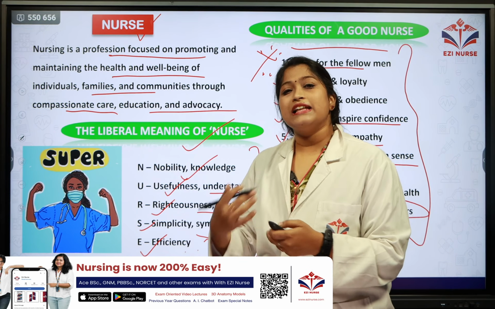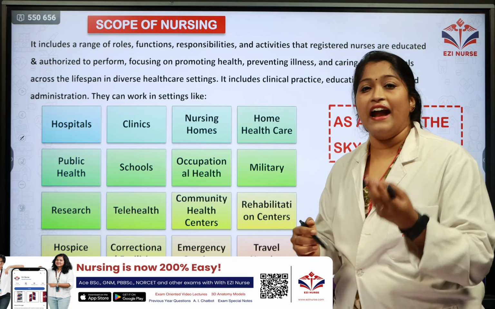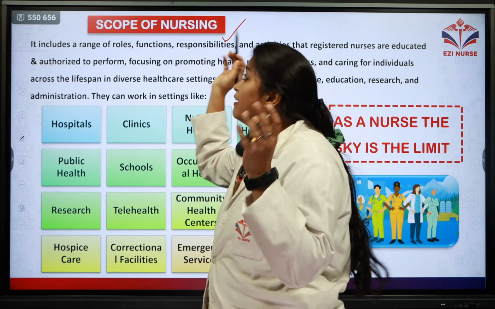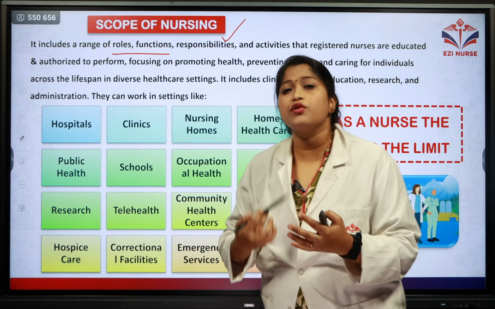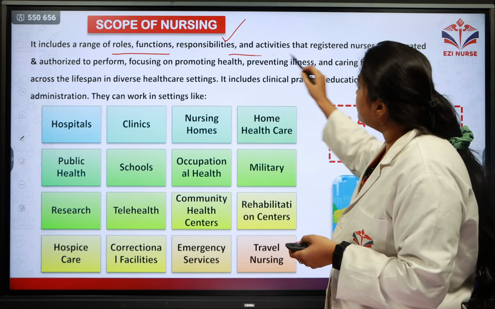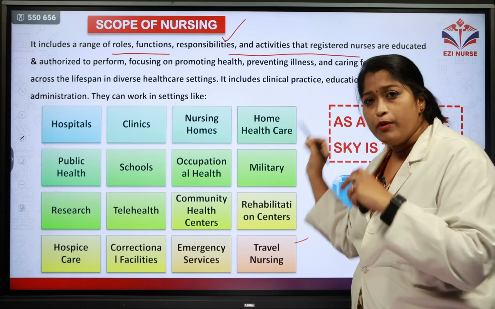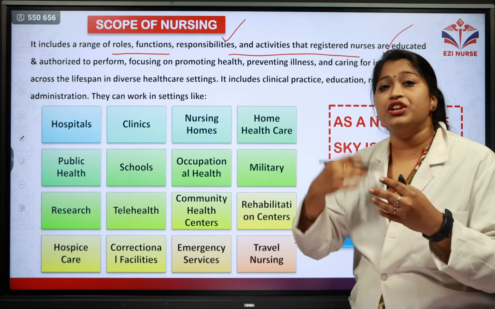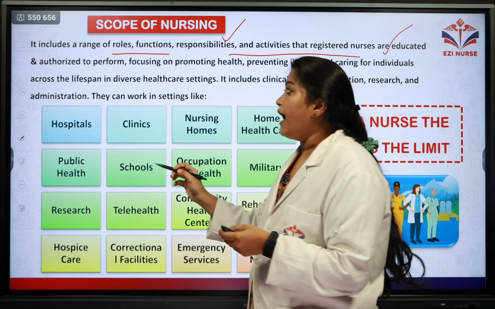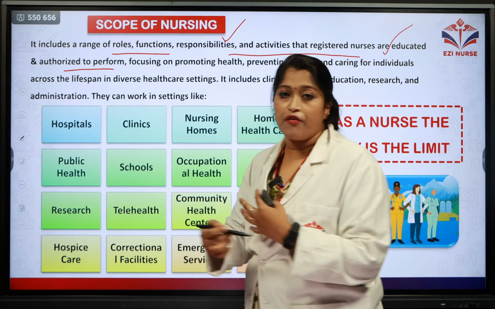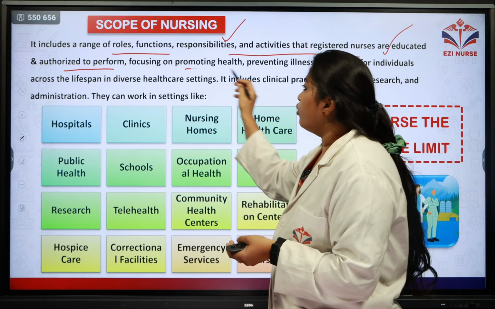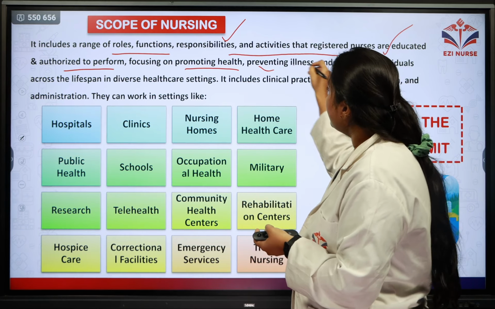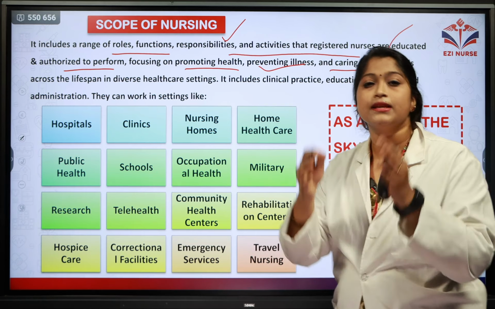Next, let's move on to our next question, that is the scope of nursing. So what is the scope? There is a certain range and roles and functions of the nurse, the responsibilities and activities that are usually followed by a registered nurse, and the education should be there for that nurse, and they have to be authorized to perform, focusing on promoting health. Their main goal is to promote the health of the patient, prevent illness and care for individuals across their lifespan.